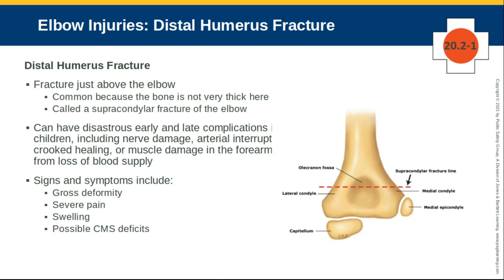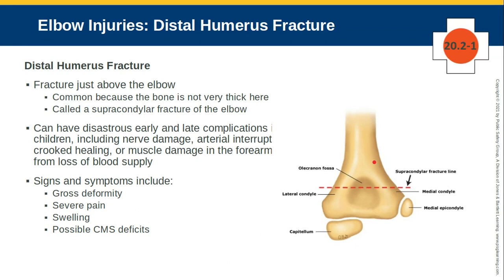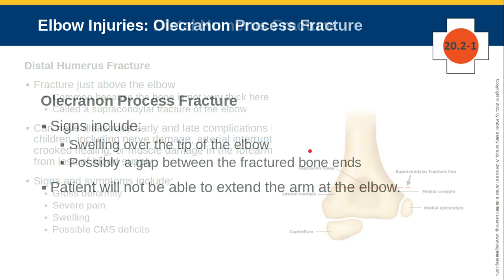It can have some complications if it occurs, especially in children, again, because of disruption to nerves and blood vessels that are there. Signs and symptoms: a lot of pain and deformity as the strong muscle structures above pull that out of alignment.